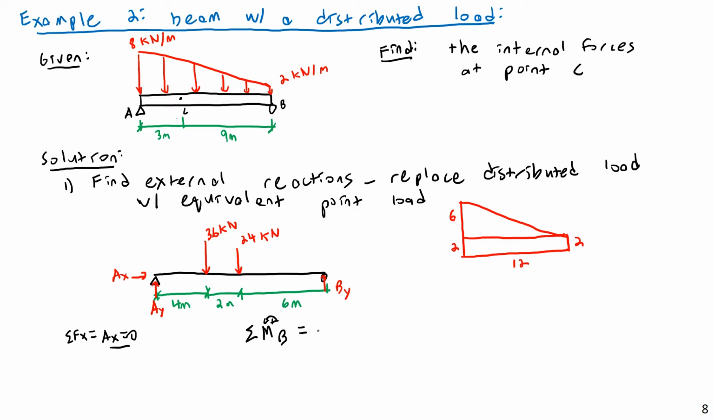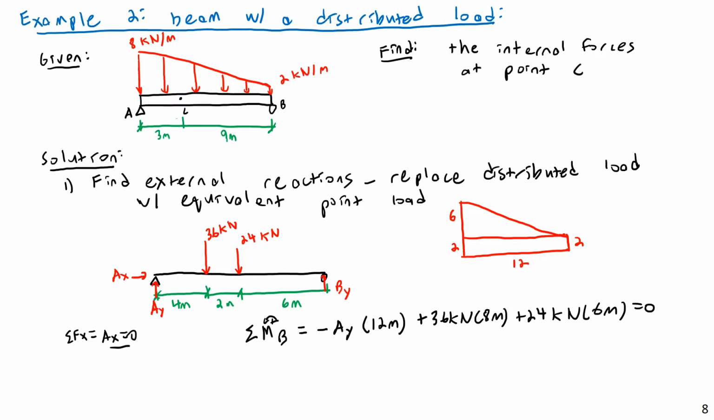Then, so MB, I'm going to take the sum of moments about point B. I have AY, which will be a negative moment, because clockwise rotation about point B, times a moment arm length of 12 meters. Then the 36 kilonewtons, both of these are going to be positive because counterclockwise rotation about point B, plus 36 kilonewtons times a moment arm length of 8 meters, plus 24 kilonewtons times a moment arm length of 6 meters.